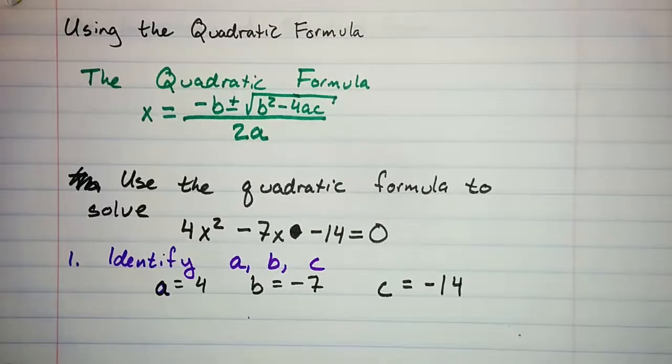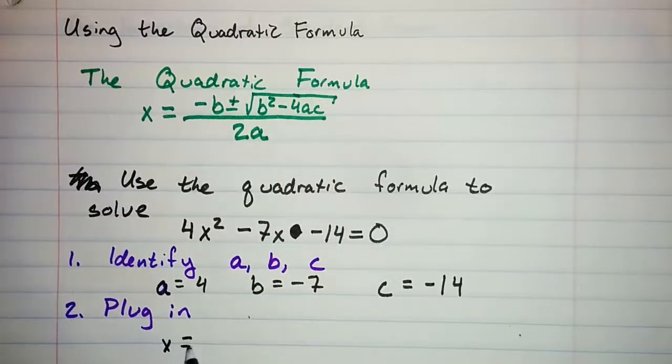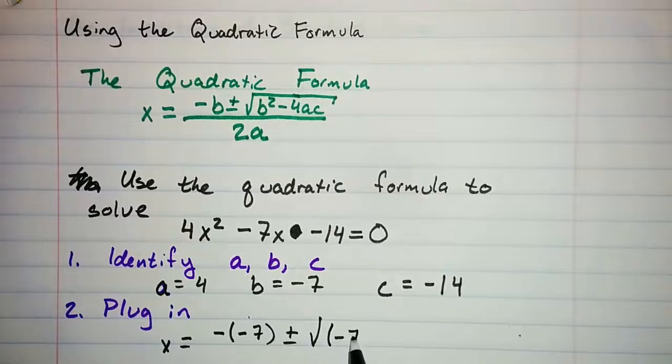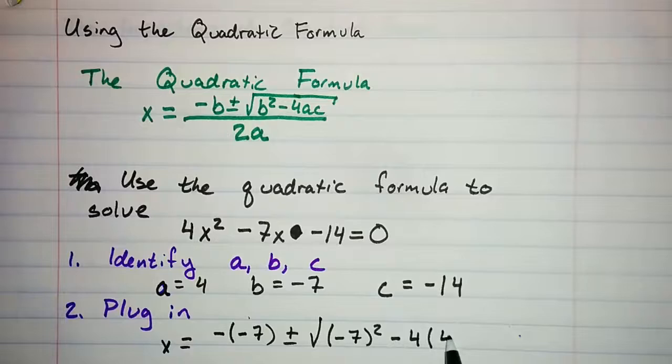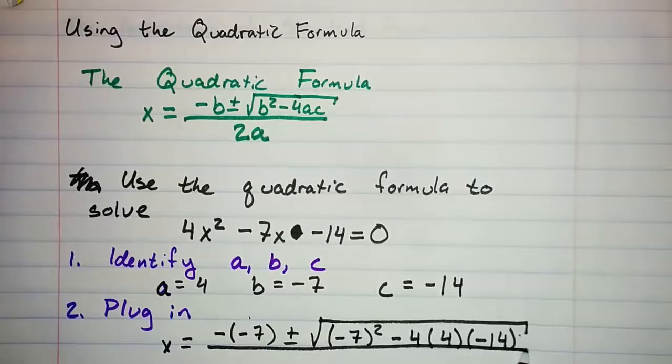All right, this is a little anticlimactic. Once we've identified them, we plug them in. So the solutions to this equation are x equals negative 7 plus or minus the square root of negative 7 squared minus 4 times a, which is 4, times c, which is negative 14, all over 2 times a, which is 4.